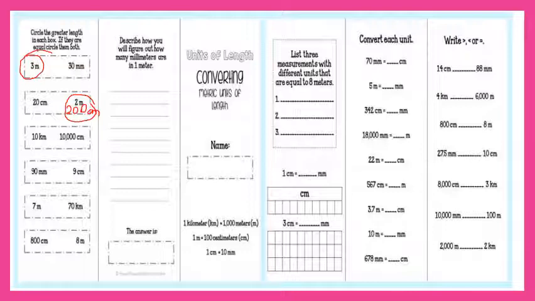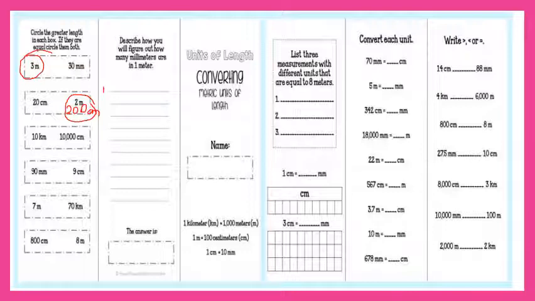Okay, now I have to see from kilometers to centimeters. I do the same process. I convert kilometers to centimeters, then I compare and I choose the one with the greater value. If both values are equal, we circle them both. Okay, here I have to describe how I figure out how many millimeters are in 1 meter. So I have to explain.